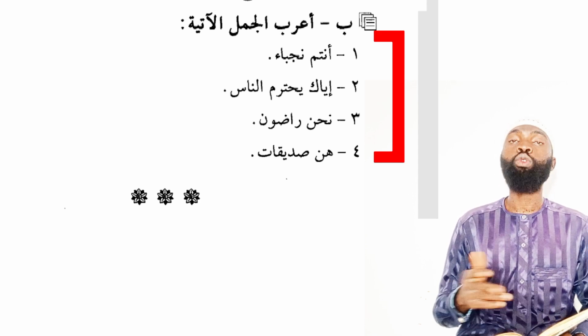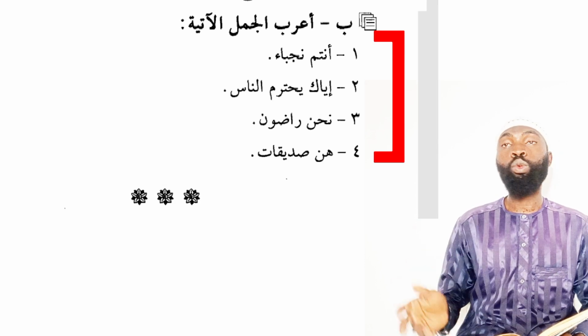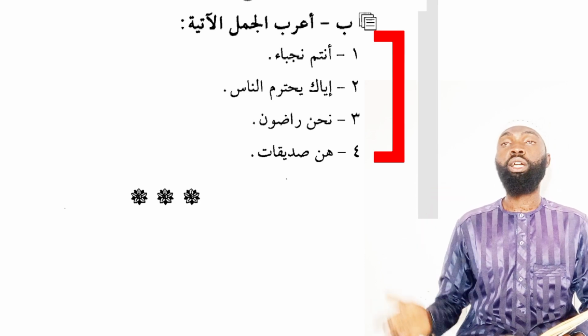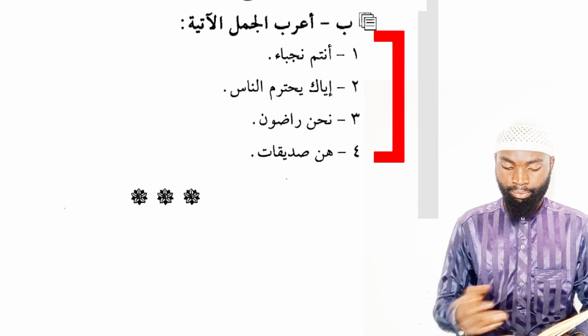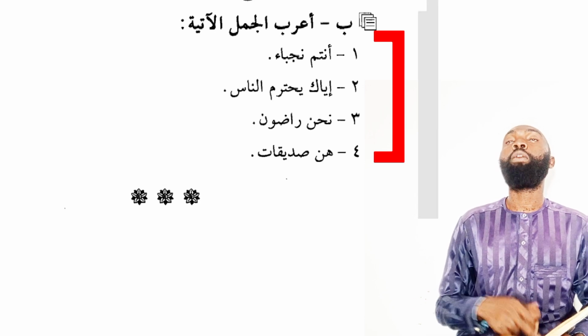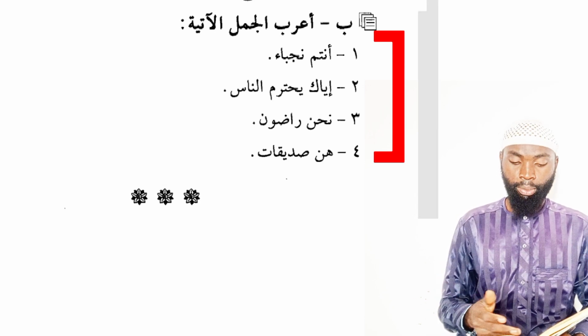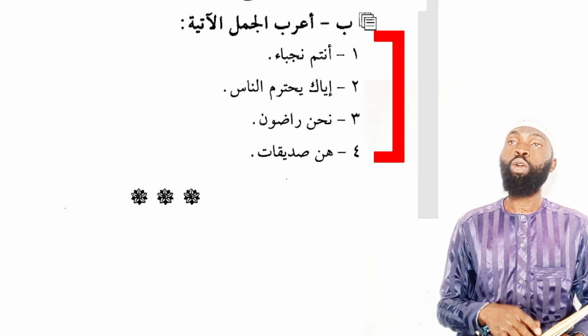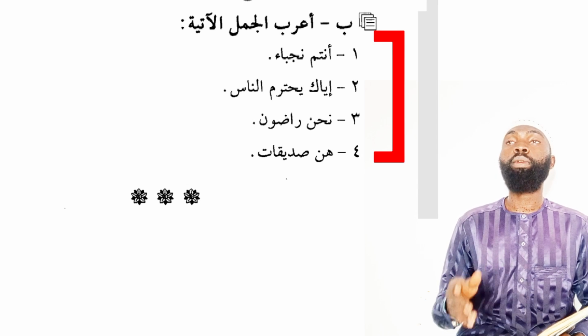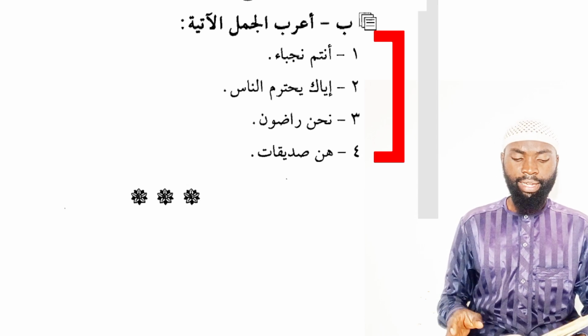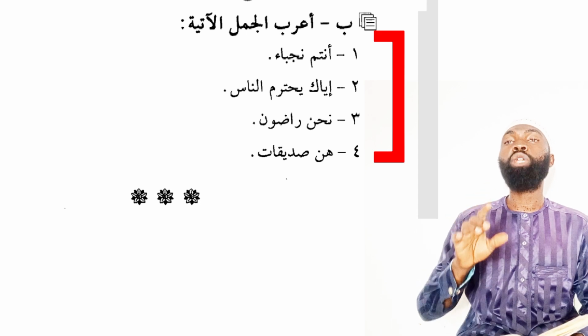Number 2, we have nahnu radun. We are pleased. Nahnu mubtada mabni ala dum fi mahalli raf'in. Then raduna khabaru marfu' alamat raf'ihi alwa li'annahu jam'u mudhakkar as-salim. Number 3, we have iyyaka yahtarimun nas. It is you the people are honoring.